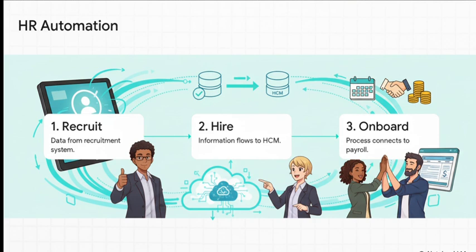Okay, so here's that recruit to hire process we talked about, but let's actually see it. Step 1, a candidate gets the green light. Step 2, OIC automatically creates their employee record in the main HR system. And step 3, it kicks off the whole onboarding process and connects to payroll. The result? A fantastic, smooth experience for your new hire. And for your HR team, no more delays, and say goodbye to those tiny manual data entry errors that always blow up into huge payroll headaches later on.